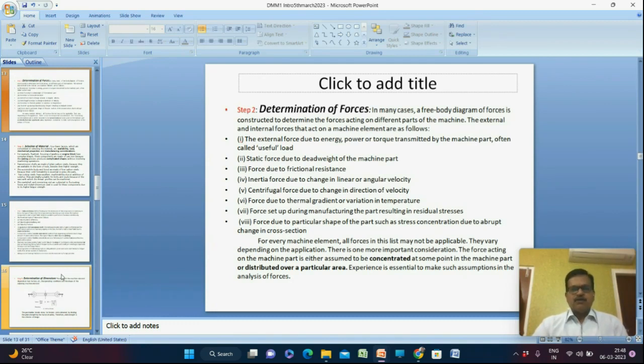the cross section. For every machine element, all forces in this list may not be applicable. Some of them are applicable, some of them might not be applicable. They vary depending upon the application. There is one more important consideration. The force acting on the machine part is either assumed to be concentrated at one point or distributed over a particular area. Experience is essential to make such assumptions in the analysis of forces.